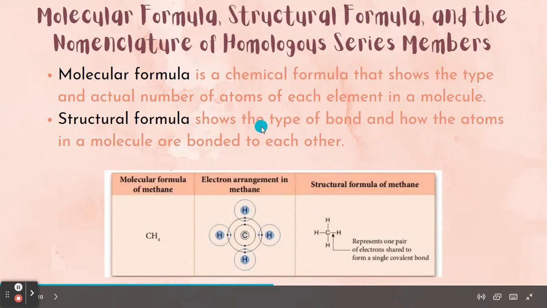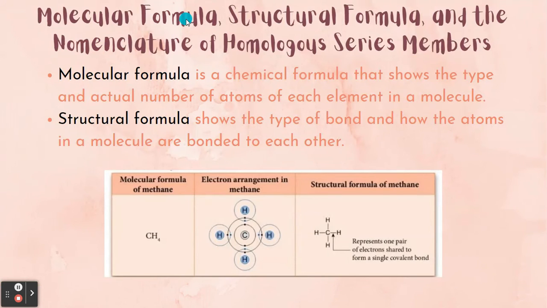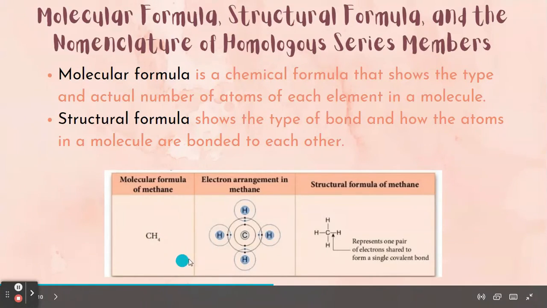Okay, for next topic is the topic about molecular formula, structural formula, and the nomenclature of homologous series members. Okay, first you have to know what is molecular formula and what is structural formula. Molecular formula is a chemical formula that shows the type and actual number of atoms of each element in a molecule, while structural formula shows the type of bond and how the atoms in the molecule are bonded to each other.